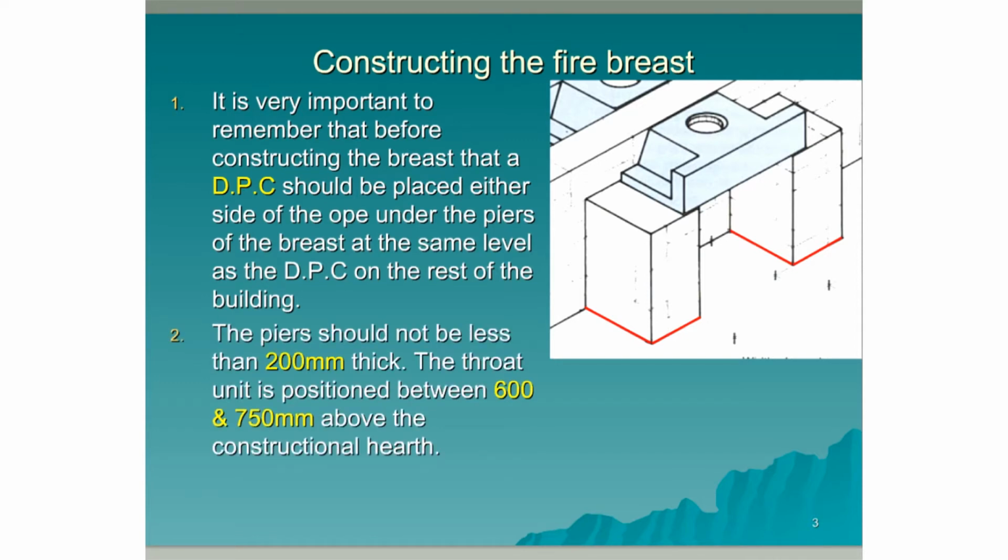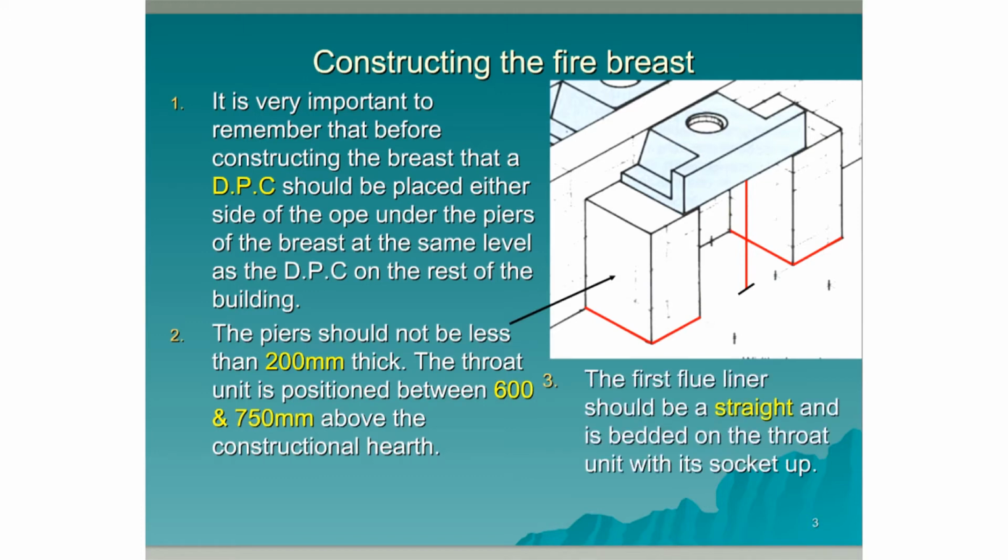2. The piers should not be less than 200 mm thick. The throat unit is positioned between 600 and 750 mm above the constructional hearth. The first flue liner should be straight and is bedded onto the throat unit with its socket up.